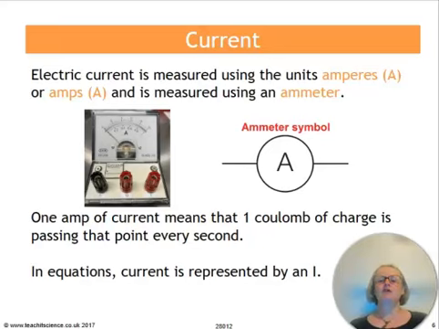Electrical current is measured using the unit amperes, or amps for short, and it's measured using an ammeter. The symbol for an ammeter is an A in a circle, and an ammeter device that we will use in class looks like this, with an A on the front. 1 amp of current is 1 coulomb of charge passing that point every second, and in equations, current is represented by a capital I, and the units are shown with a capital A, which is a little bit confusing, but current is represented by a capital I.